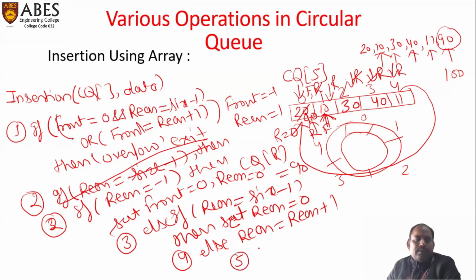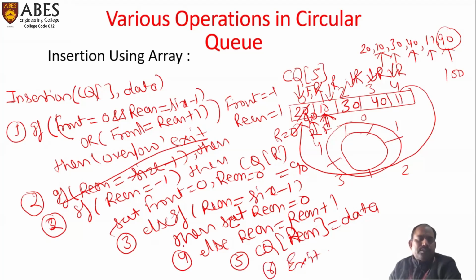The fifth step is that we can insert the data. CQ of rear is equal to data. Now, after finding the appropriate value of rear, we can insert the data at that index. And next one is exit. So in this way, we can write the algorithm for insertion in circular queue.